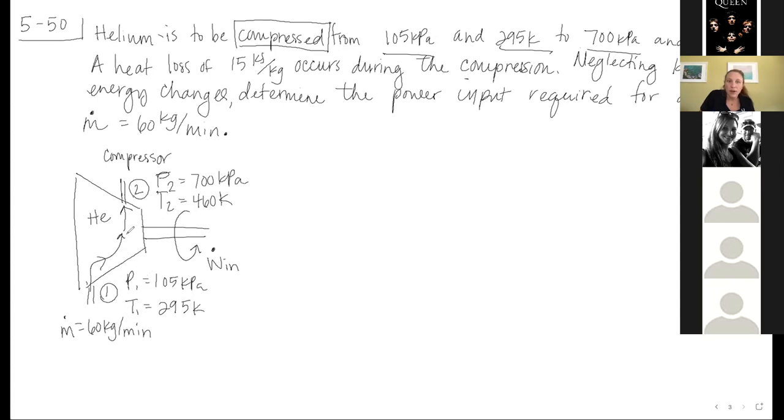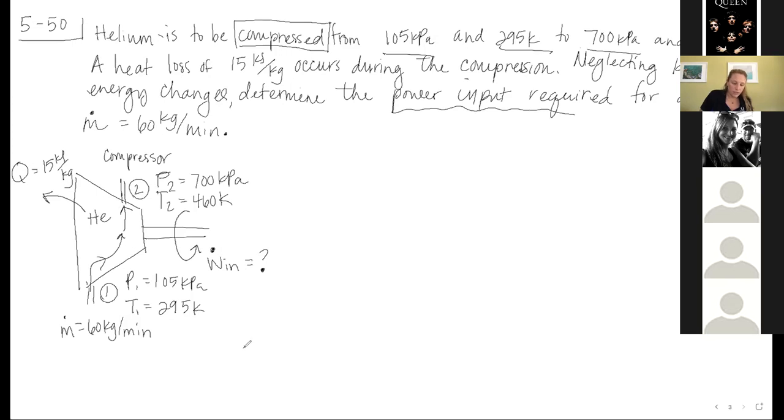Okay, and the last thing we know is that there's a heat loss occurring from this compression. So we have some sort of Q that is coming out of this compressor at 15 kilojoules per kilogram. We want to determine the power input required. So we know that power is coming in, because it's a compressor. We want to determine this power over time, or this work over time coming in, this power input that's required here.